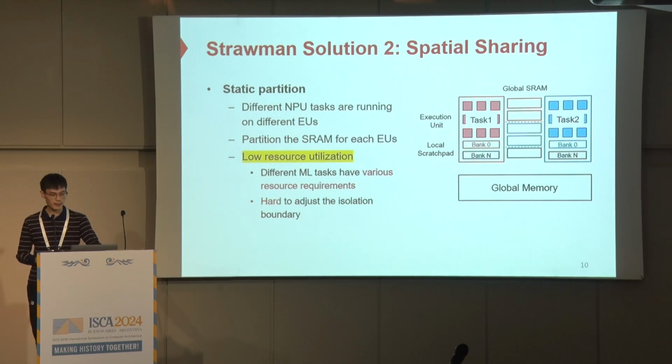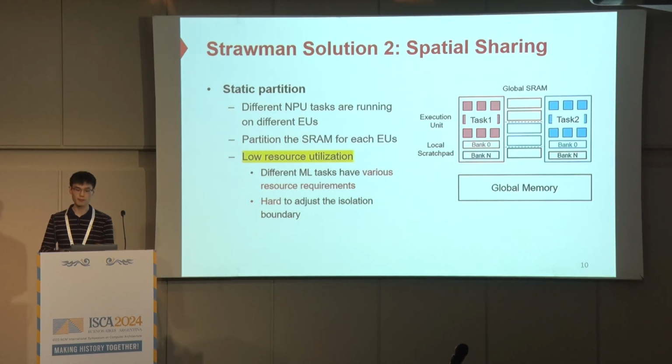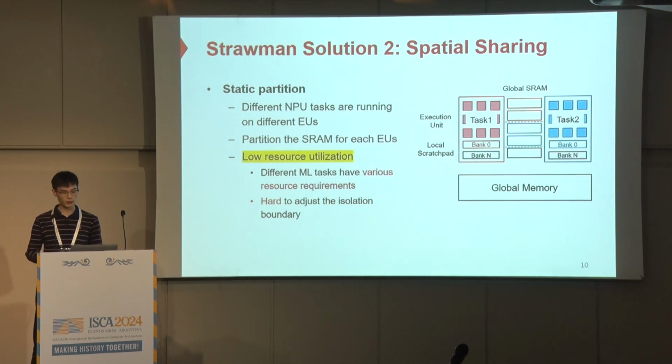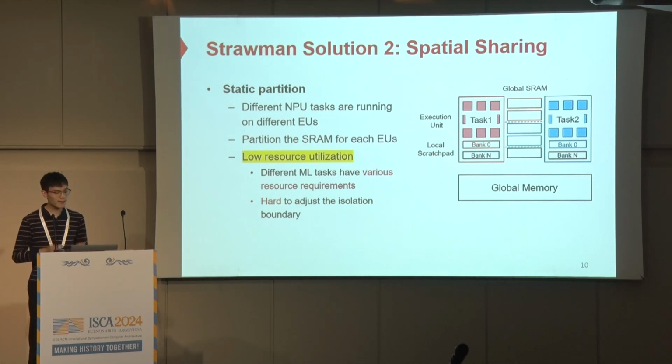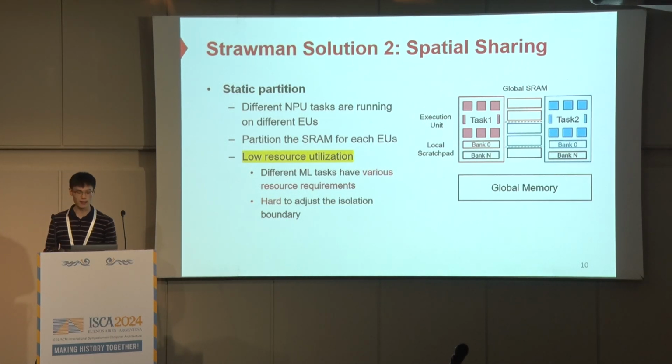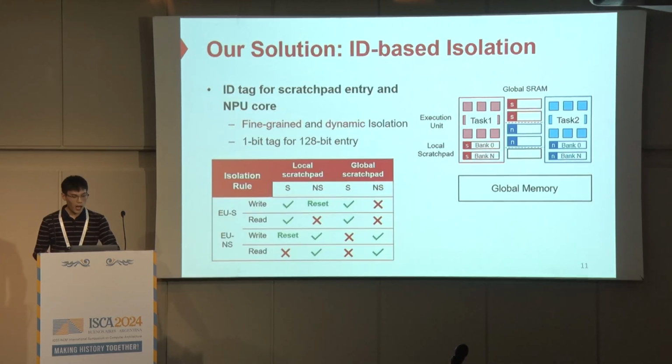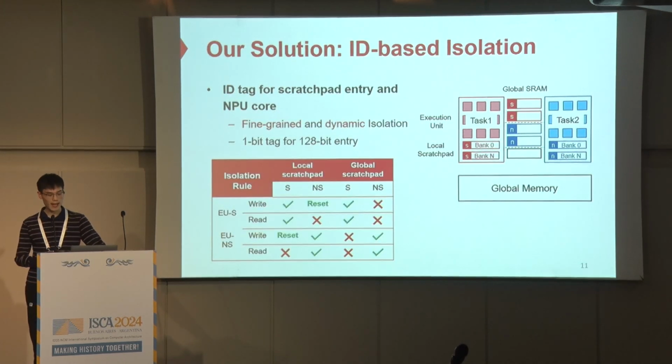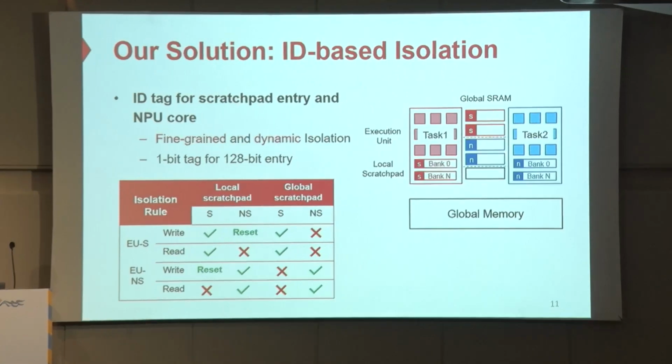Another strawman solution is spatial sharing with static partition. However, static partition has been proved to be inefficient due to low resource utilization, as different models require different sizes of SRAM. Our solution is using ID-based isolation, which is more fine-grained and dynamic.